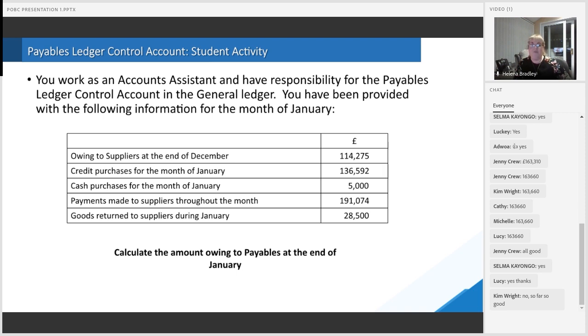Credit purchases for the month of January. So if I purchase more from my suppliers, I'm going to owe them more. That will increase the liability. It's a credit. But this time around, there's no mention of VAT, so I can assume that that's a VAT inclusive figure.